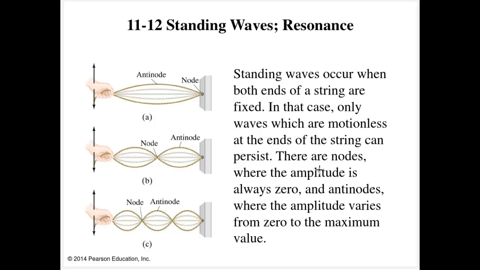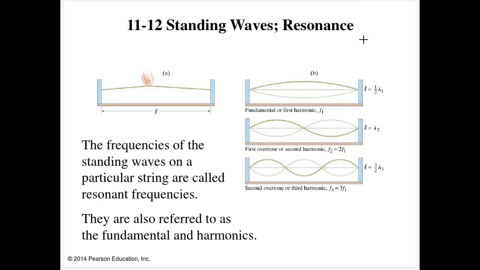So these parts where the amplitudes are going to add together, they have a name called an antinode. It's going to also have nodes, which are where the amplitude is always going to be 0. It turns out this concept of standing waves is important because this is how musical instruments work.